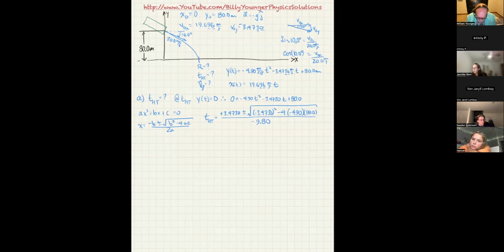Now I'm going to go through and be really conscientious about the units here and the sig figs, just so you'll know how I do it. So this is 3.4730. Those two guys are not sig figs. It's going to be plus or minus the square root. 3.4730 squared is going to give me 12.0617. Now remember that's 3 sig figs. So when I square it, you only have 3 sig figs. That means that's good up to 1 decimal place.